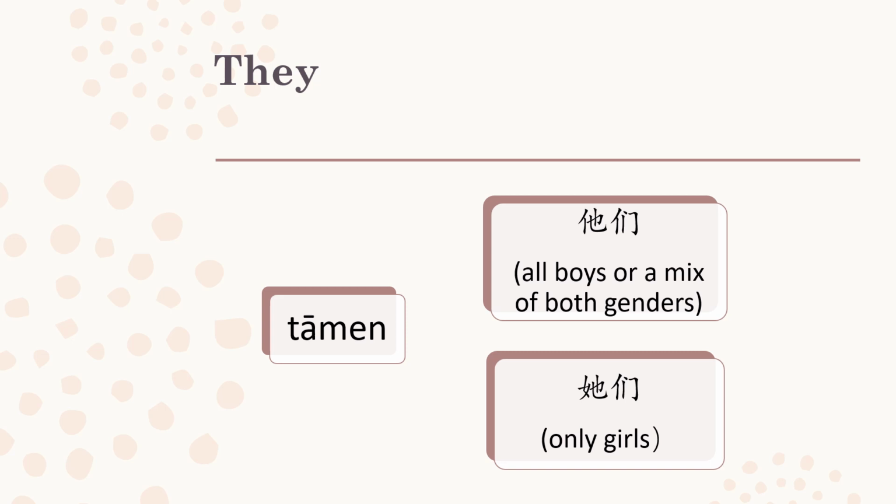Still, we add 们 after both 他 and 她. They become the plural forms, 他们 and 她们. The first one, the boys' 他们, can mean different genders. It's a big mix of both genders. But the female 她们 only means girls. So when you want to mention both genders, you have to use 他们. Same thing, there is no difference between they or them. We only have these two to indicate different genders.